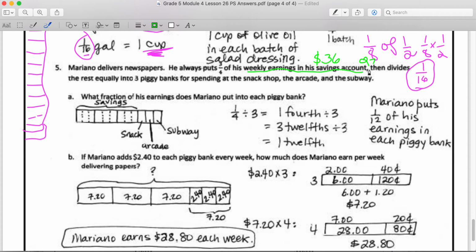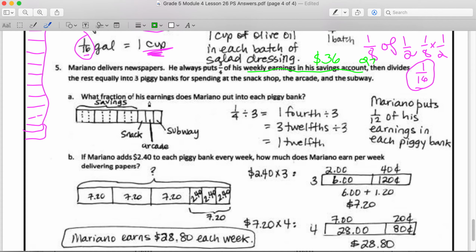So $27 is what he put away in savings. What does he have left? He has 9. It says then he divides the rest equally. So in our case here, he took 9 and divided by 3. And so he would have $3 for the snack shop, $3 for the arcade, and $3 for the Subway.